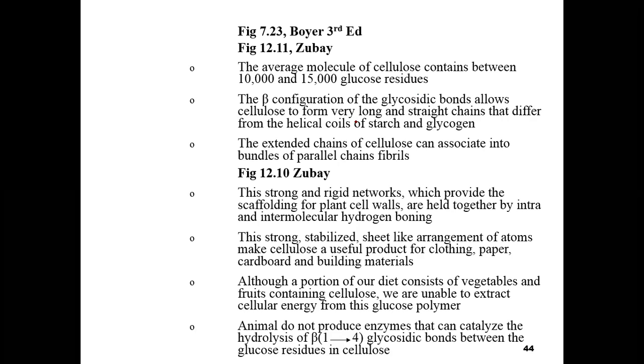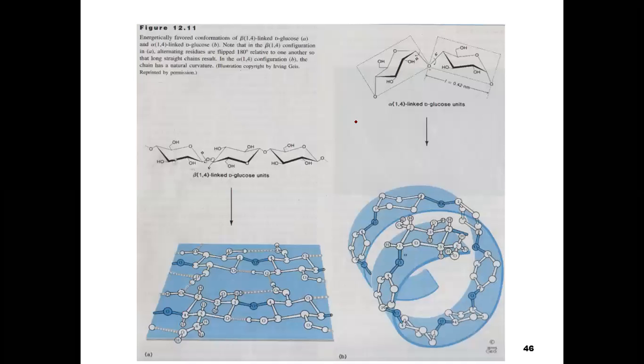This strong and stabilized sheet-like arrangement is useful and makes this product better for the cloth industry, for paper making, for cardboards and building material. Although a portion of our diet consists of vegetables and fruit containing cellulose, we are unable to extract cellular energy from this glucose polymer. Animals do not produce the enzyme that can catalyze the hydrolysis of the beta 1,4 glycosidic bond between the glucose residues in the cellulose.